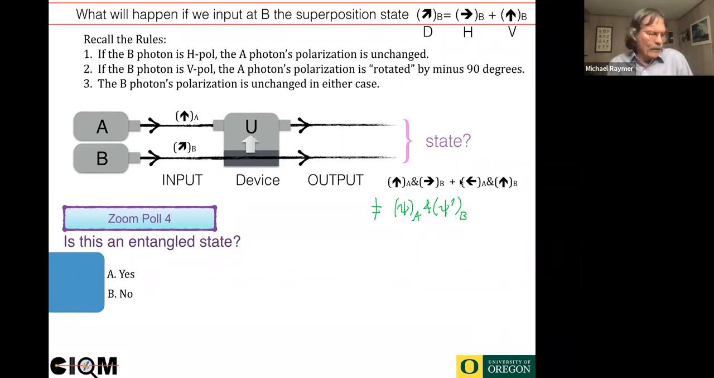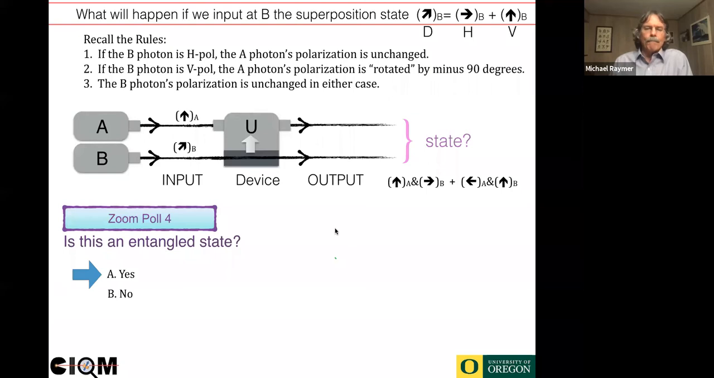And as I said at the beginning of this session, if I cannot write a state as a definite state for Alice and a definite state for Bob, then that means it is an entangled state. That's the definition of an entangled state. Therefore, the answer is yes, this is entangled.